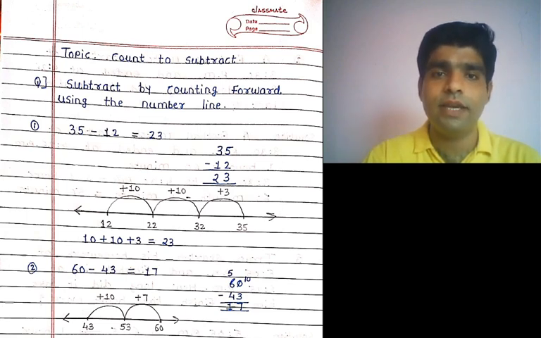17. Okay, these examples are related to what? Subtract by counting forward using the number line. Okay, let's start the next example.